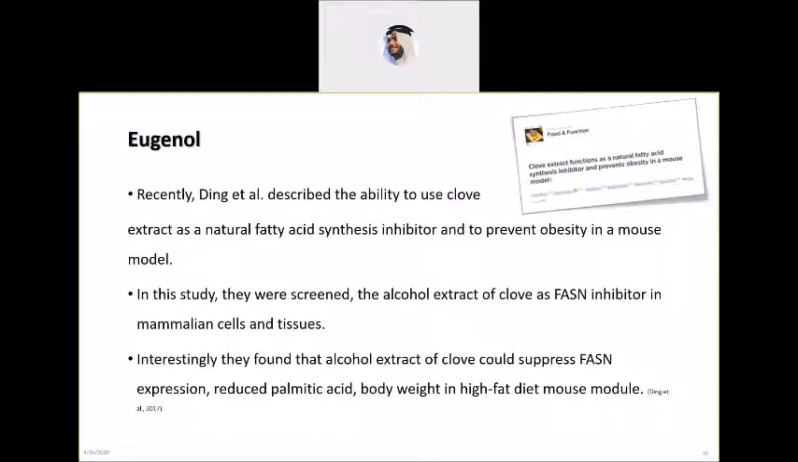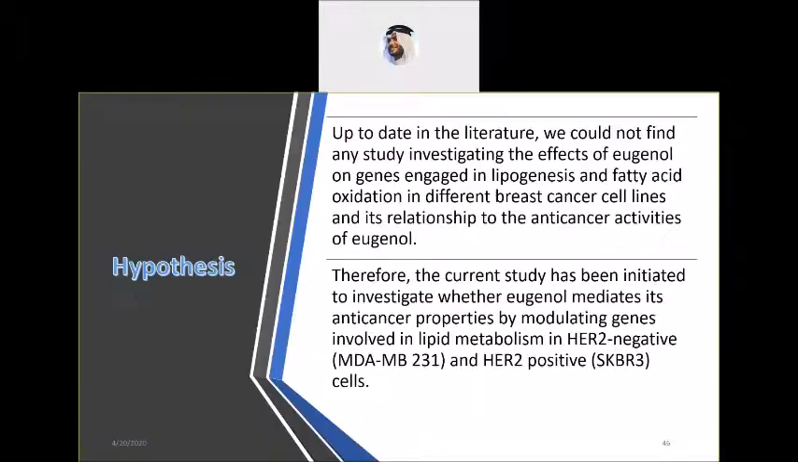Another study in 2017 described the ability of clove extract as a natural fatty acid synthesis inhibitor to prevent obesity in a mouse model. In this study, they screened the alcohol extract of clove as a FASN inhibitor in mammalian cells and tissue. Interestingly, they found that the alcohol extract of clove could suppress FASN expression and reduce palmitic acid and body weight in a high-fat diet mouse model.